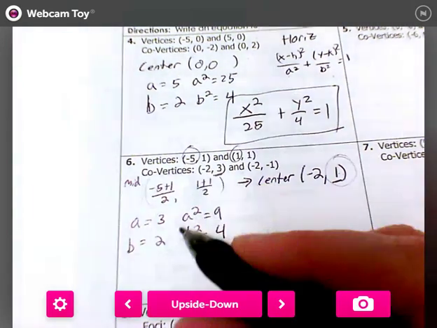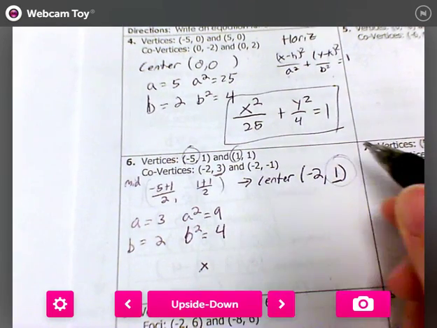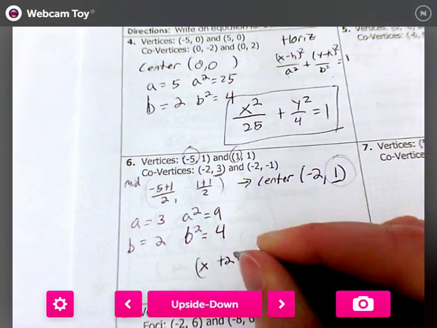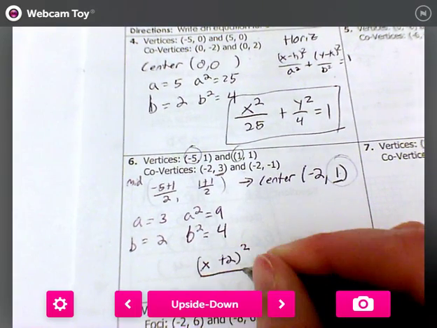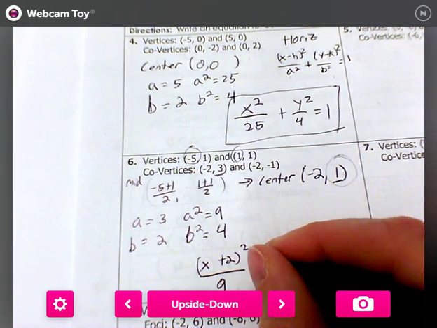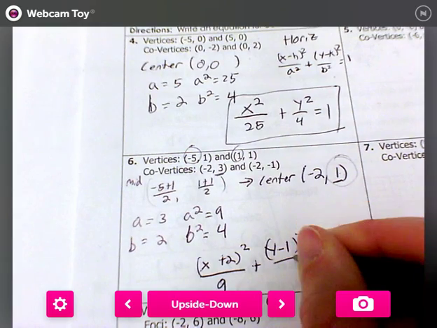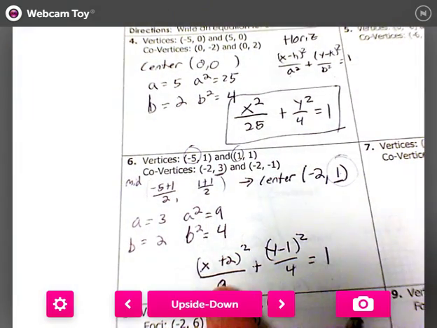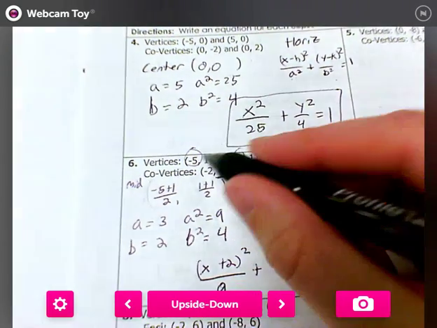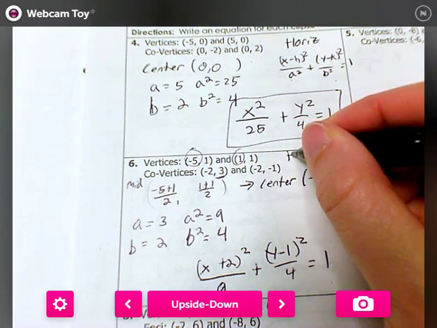Then we're just going to make that equation. x plus 2 squared over 9 plus y minus 1 squared over 4 equals 1. How did I know to put a there? These vertices are farther apart, so I knew it was horizontal.